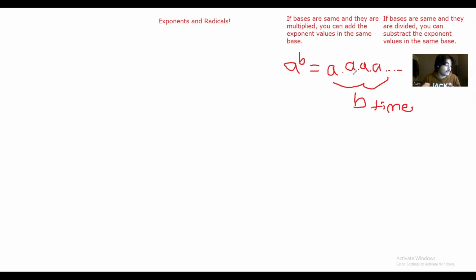Now let's start with something new. So we just learned that we can add exponents when multiplying them if they have the same base, in this case 2 to the 7th power. Also, we can subtract the exponents if they're divided. In this case, this will be 3 to the 3rd power.